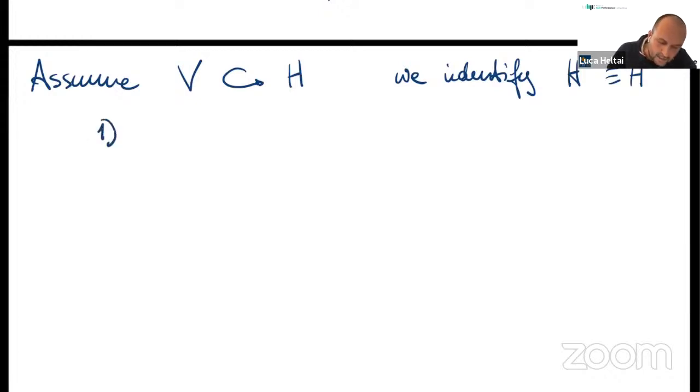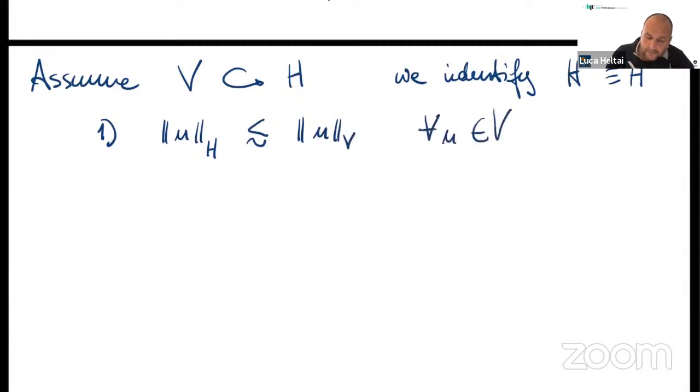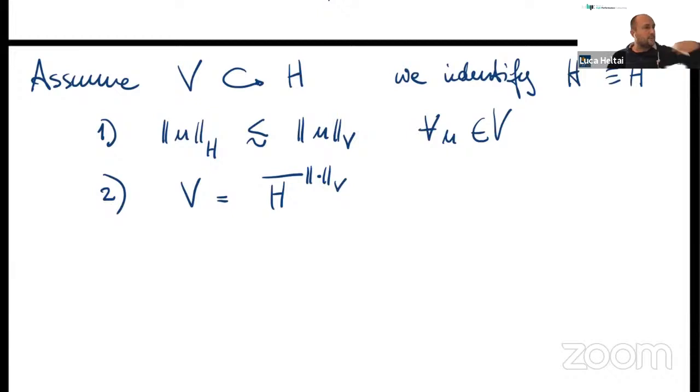The first assumption that we make is, of course, that the norm in H is controlled by the norm in V, for any u in the space capital V. The second assumption is that V is the closure of H with respect to the V norm. And we would like to understand what happens if we use a source term which is more regular than just something in the dual of V.